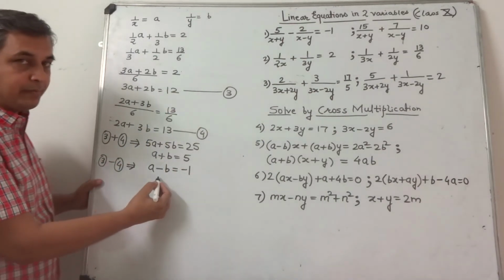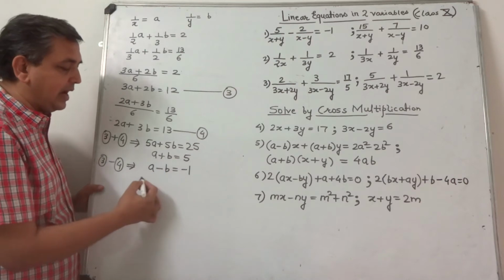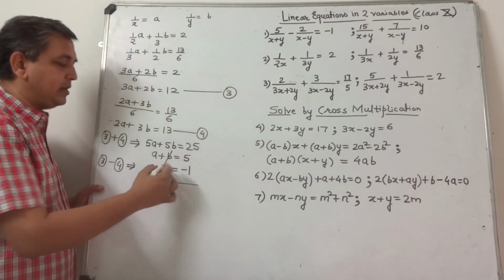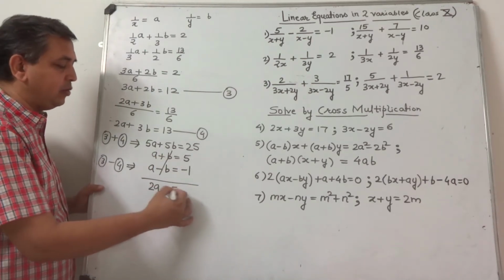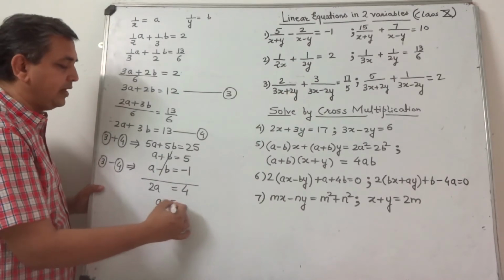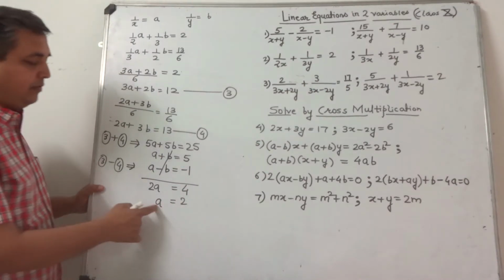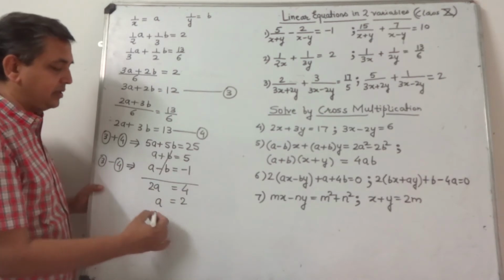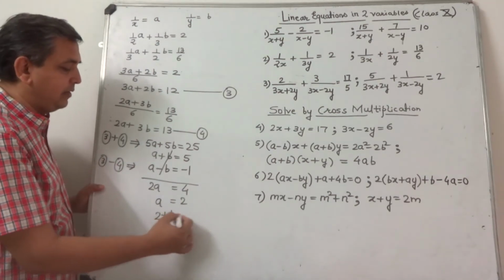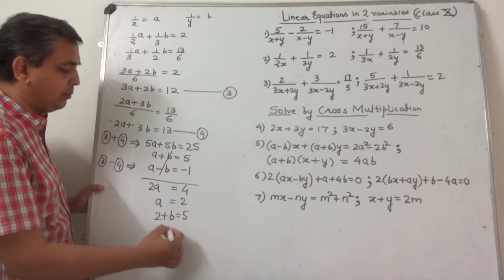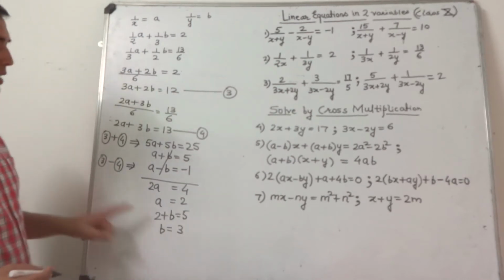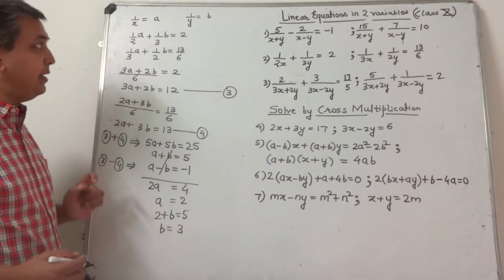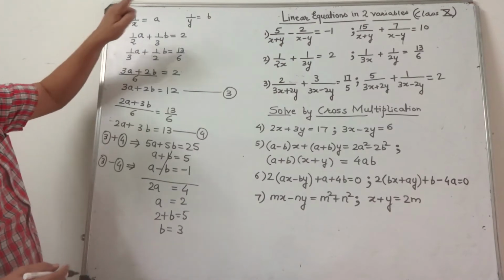So these are two simple equations. We can just add them. Plus b, minus b gets cancelled and we get 2a equal to 4, that is a equal to 2. We use a in this equation, so we get 2 plus b equal to 5 and so b equal to 3. Now here we have obtained values of a and b, but we want values of x and y.